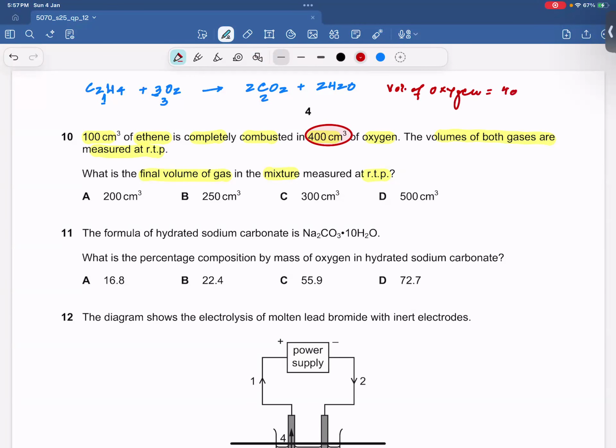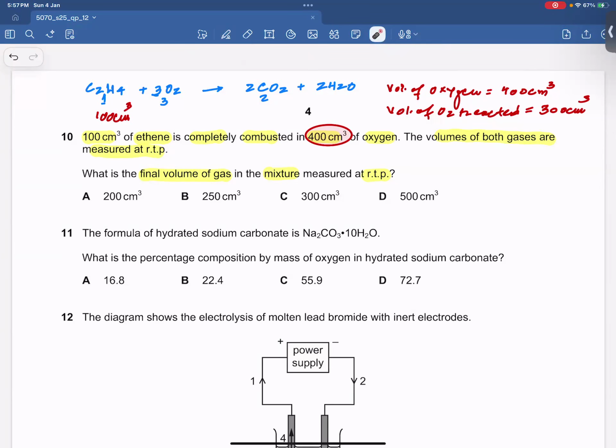Volume of oxygen before reaction is 400 cm3. And how much volume of oxygen needs to be reacted? It's 300 cm3. How can we decide this? If it is 100 cm3, and since it has 1:3 ratio, so if 100 cm3 is reacting here, then obviously because of 3 moles, 300 cm3 of oxygen has been reacted, and 2 moles of carbon dioxide are produced, which means 200 cm3 of carbon dioxide are formed.